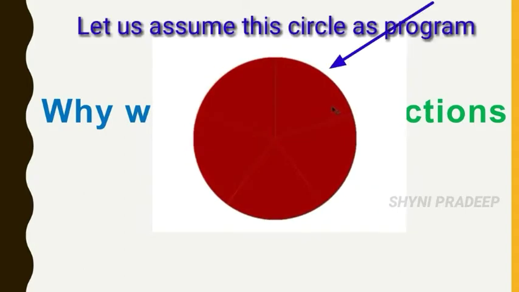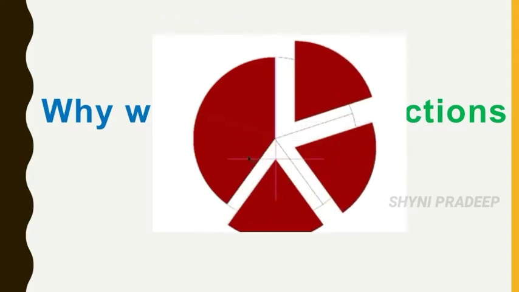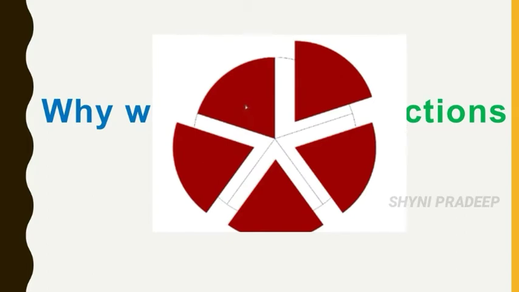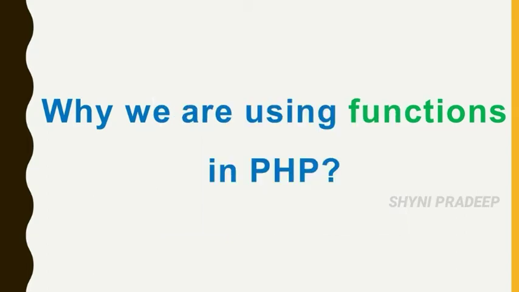See here, this is a large program. Now you have to execute this large program. Executing this large program is difficult. So you divide this large program into many subprograms. Each subprogram is called a function. So a large program is divided into many subprograms, and each subprogram is called a function. So why are we using these functions?